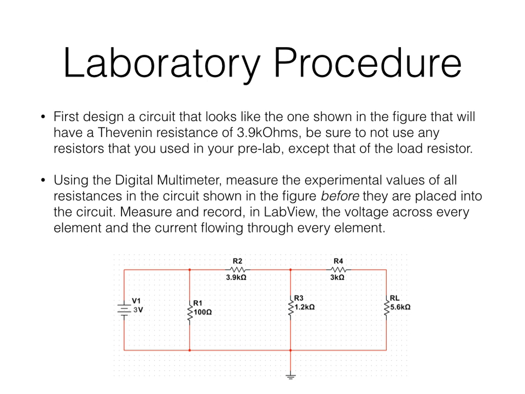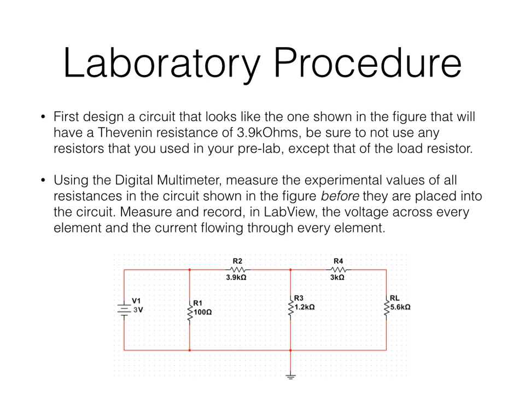First, we need to design a circuit that looks like the one shown in the figure that will have a Thevenin resistance of 3.9 kilo ohms. Be sure not to use any resistors that you use in your pre-lab, except that of the load resistor. You can design the circuit any way you want, as long as it has a Thevenin resistance of 3.9 kilo ohms. The circuit that I designed is shown.